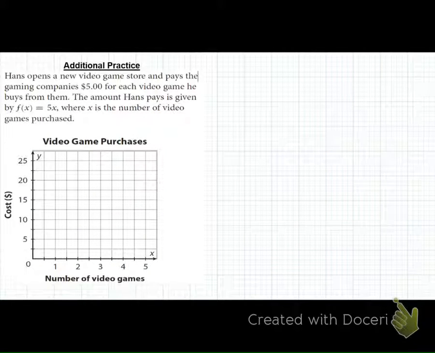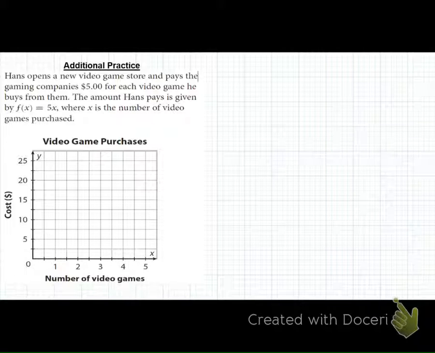Alright, let's do one more here. Hans opens a new video game store and pays the gaming company $5 for each video game he buys from them. The amount Hans pays is given by this function, f of x equals 5x, where x is the number of video games purchased. Okay, so we're going to graph this. Let's pause the video here. Let's see if the students could graph this.